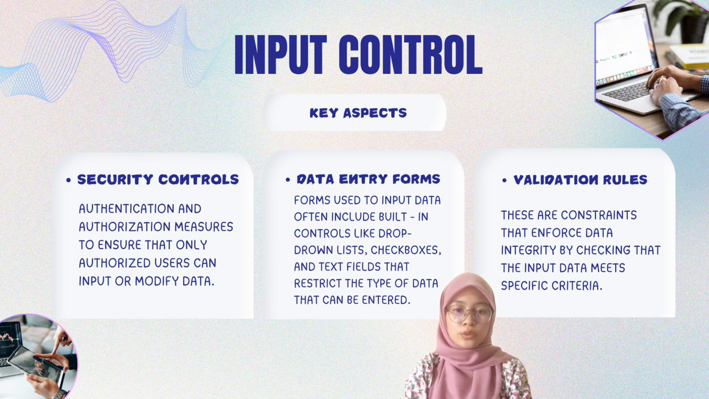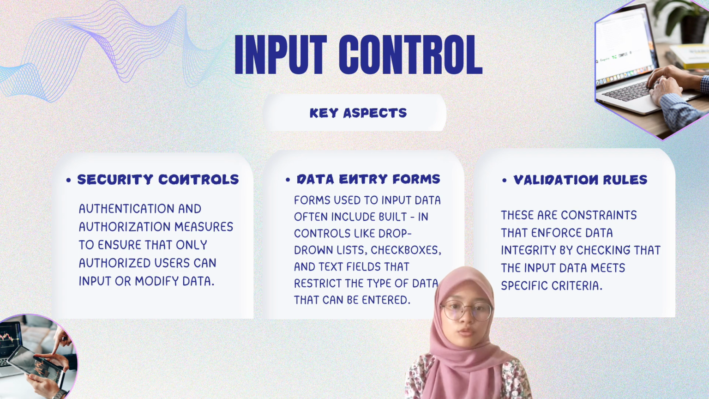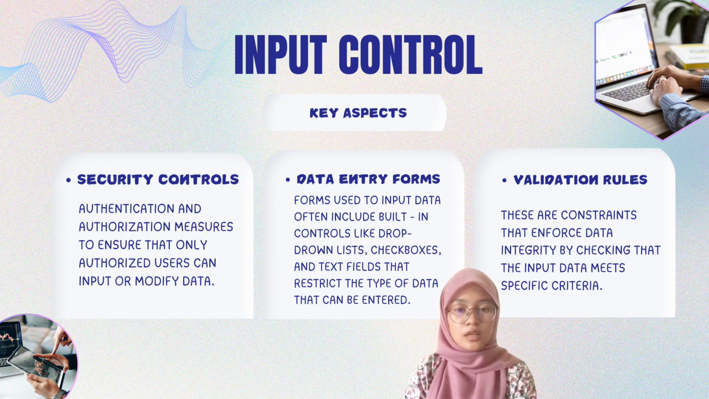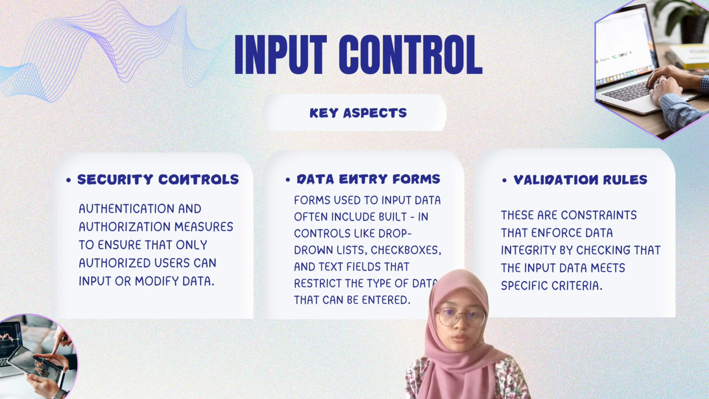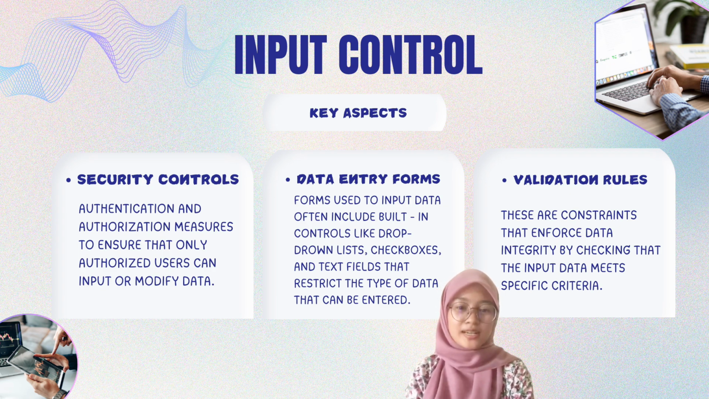Three key aspects. First, security control: authentication and authorization measures to ensure that only authorized users can input or modify data. The second one is data entry forms. Forms used to input data often include fields and controls like drop-down lists, checkboxes and text fields that restrict the type of data that can be entered. And the third one is validation rules. These enforce data integrity by checking that the input data meets specific criteria.